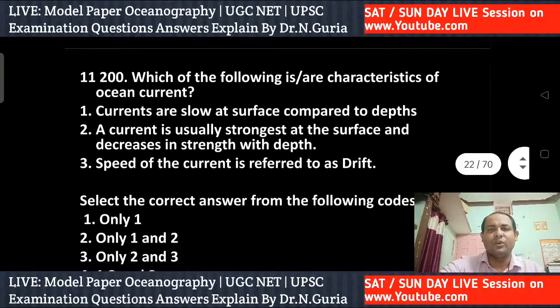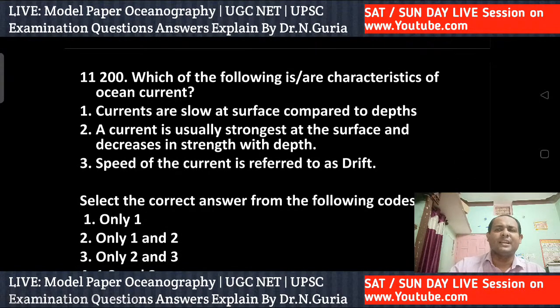Next, another question for you. Question number 11: Which of the following are characteristics of ocean currents? Very interesting question. The statements: the currents are slow at the surface compared to depth; a current is usually strongest at the surface and decreases in extent with depth; and the speed of a current is referred to as depth. Here the options are only 1, only 2, only 2 and 3, and 1, 2 and 3.